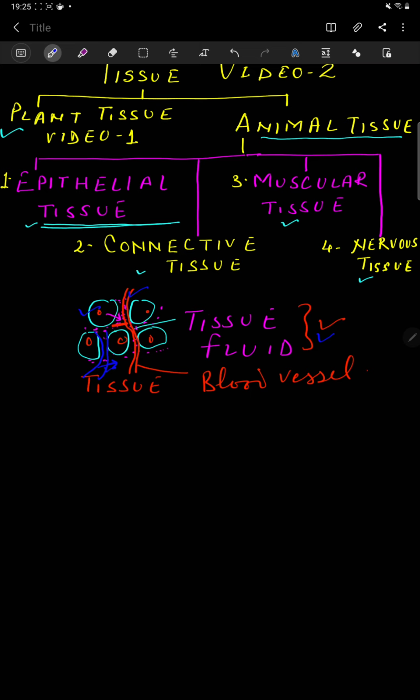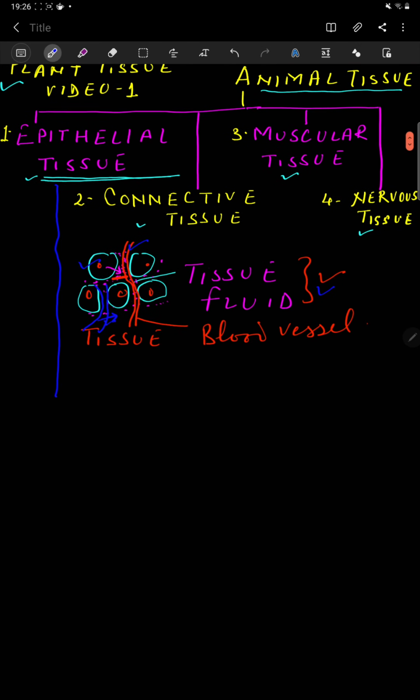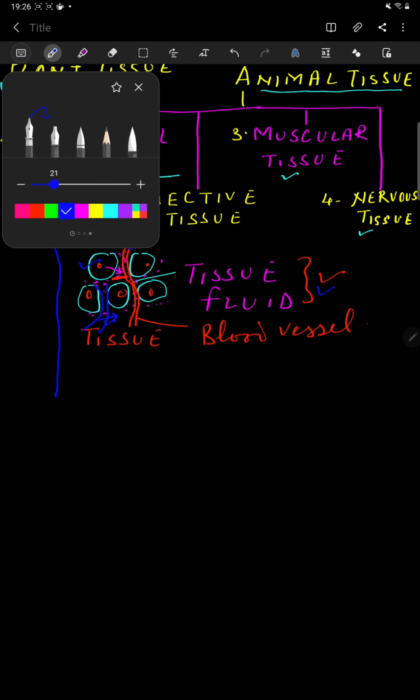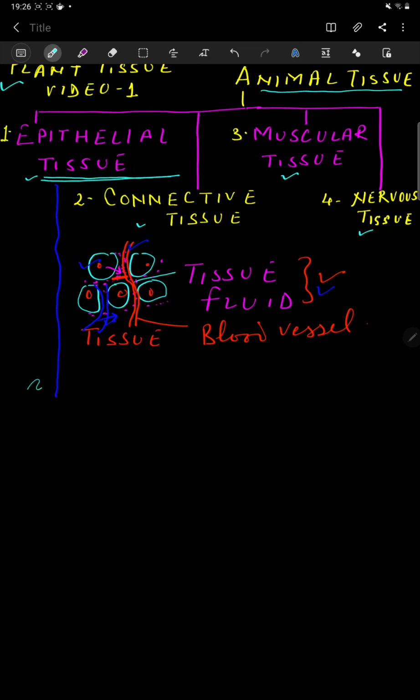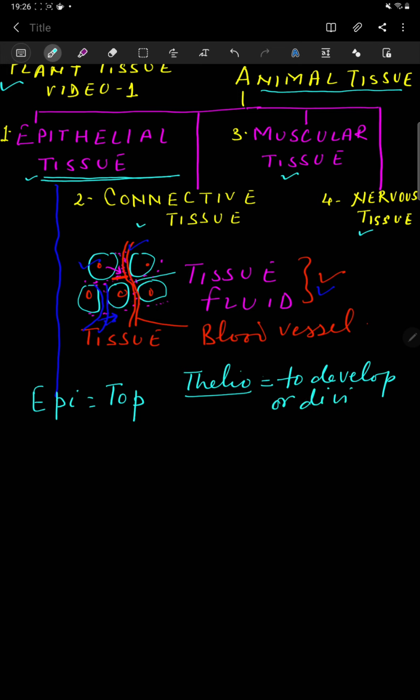Now, the next agenda is epithelial tissue. First of all, I am going to define the meaning of epithelial tissue. Epi means at the top, epi equals top, किसी के ऊपर, and thelia, T-H-E-L-I-O, thelio or thelia equals to develop or to divide. That means these cells are present as a covering on organs, as a covering of the internal layer of the organs.